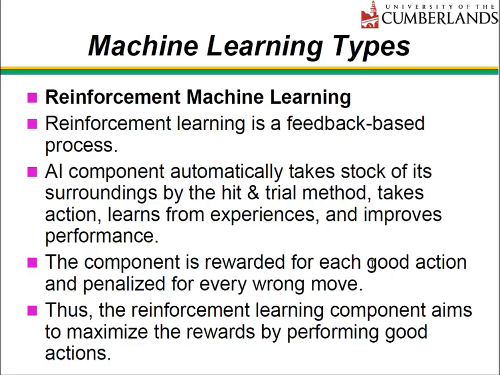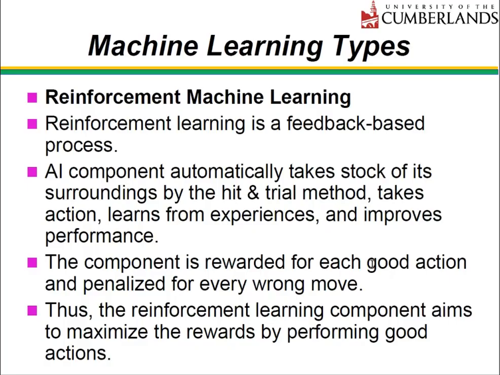So this is how it works. The AI component automatically understands its surrounding by essentially the hit and trial method. So essentially it's like you're trying to train a puppy, for example. Okay. So the system tries something first, tries some action, and then observes what happened. Okay. So it essentially learns whether that action was beneficial or harmful based on the reward it gets as a result of the action. And then it's going to adjust its future behavior accordingly.